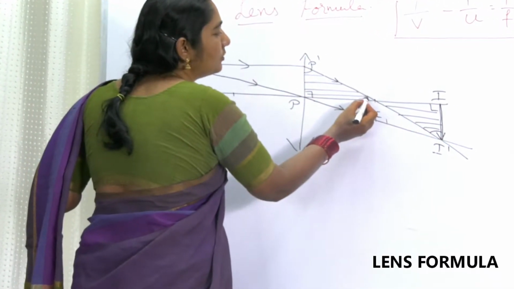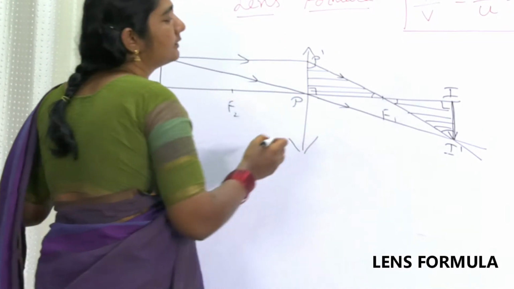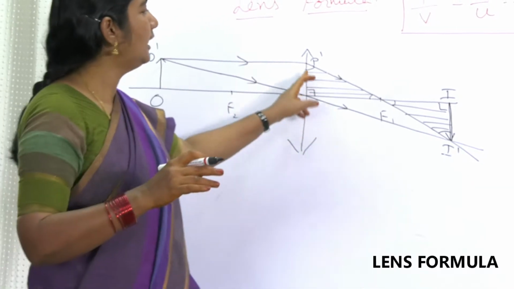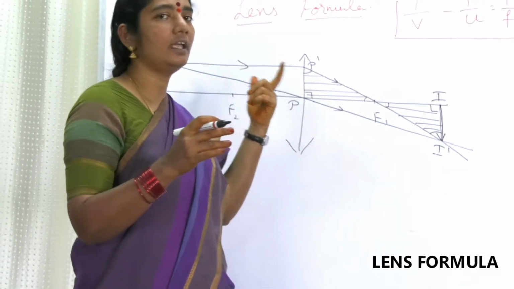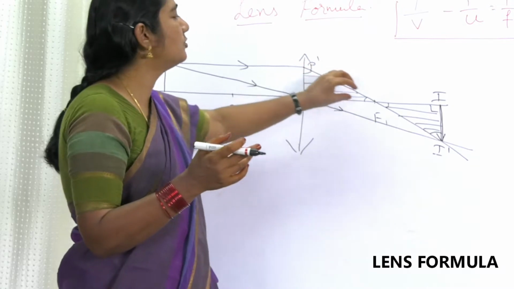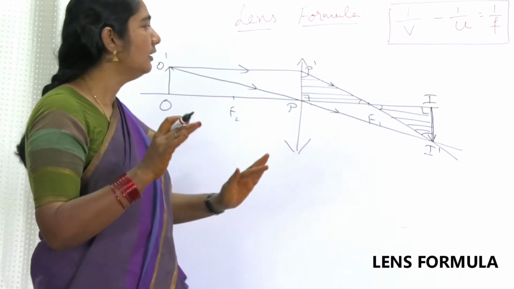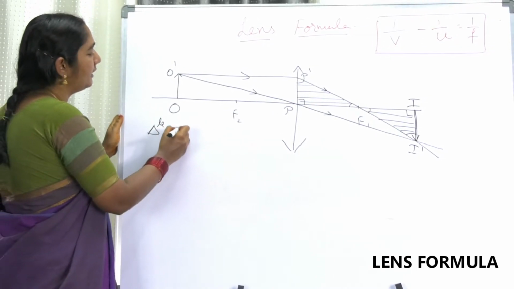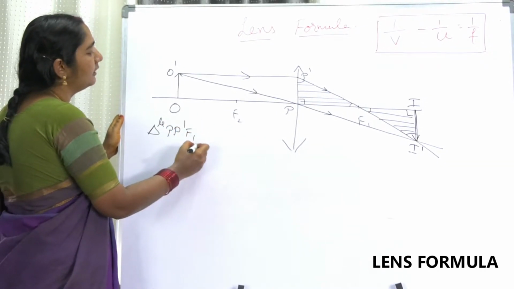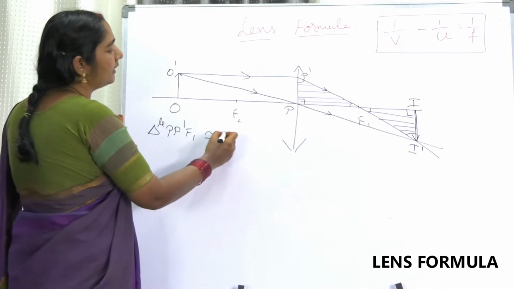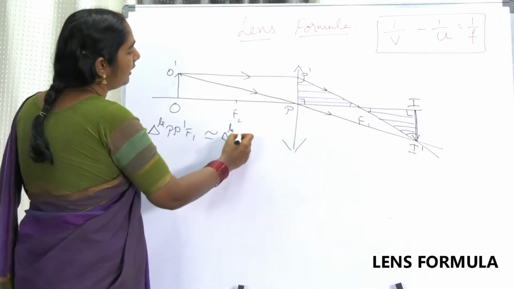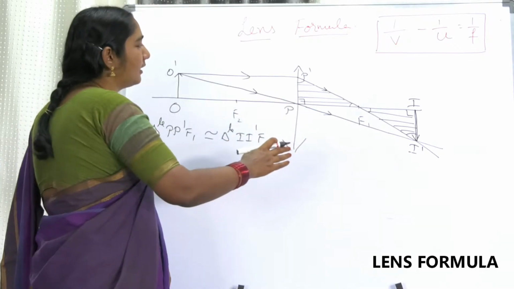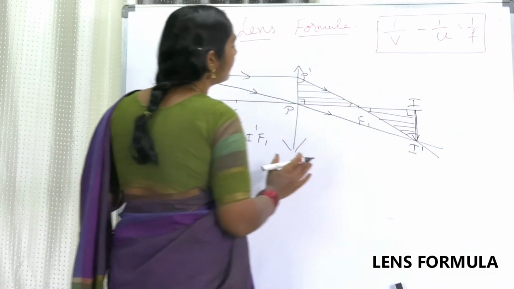And these two are vertically opposite angles, and vertically opposite angles are equal. So the three angles are equal, and according to the AAA axiom we know that these two triangles are similar. In that way, the triangle P dash F1 is similar to the triangle I dash F1. Now I think all the students have understood.